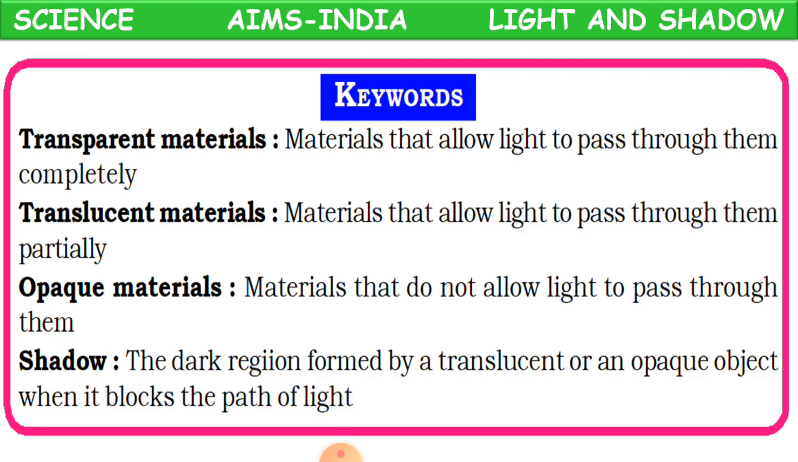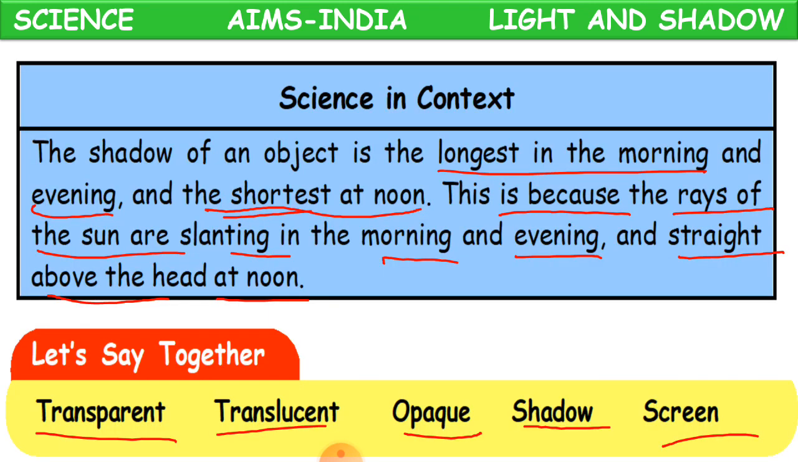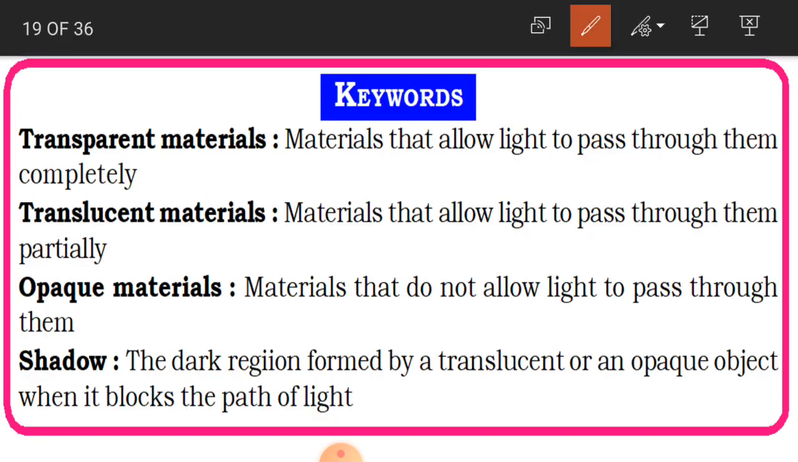Now, what are the keywords here? Transparent materials. Again I am repeating this because we have finished the lesson here, and we are going to summarize once again through this summary, keywords and some objectives. So transparent materials are materials that allow light to pass through them completely. For example, water, clear glass, or a clear plastic sheet. And translucent materials allow light to pass through them partially. It is not going to pass the complete light, only partial light.